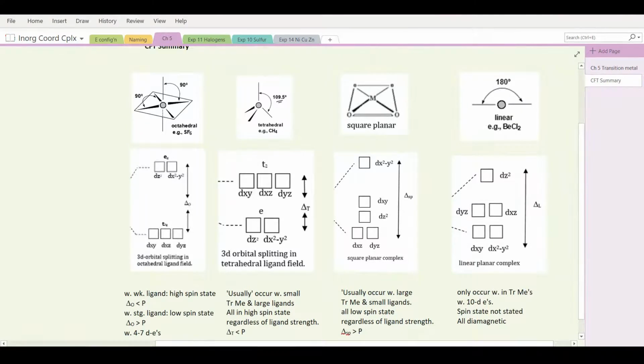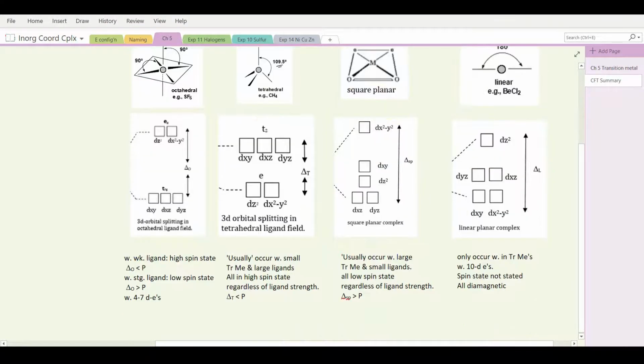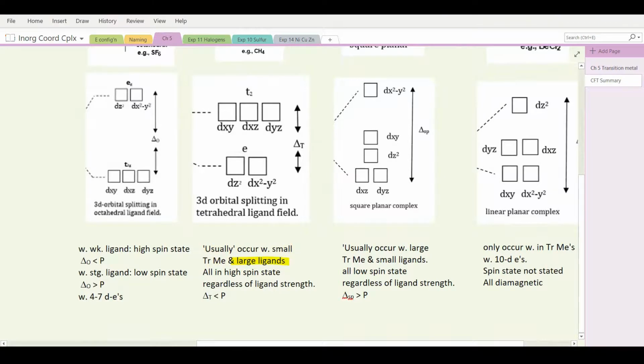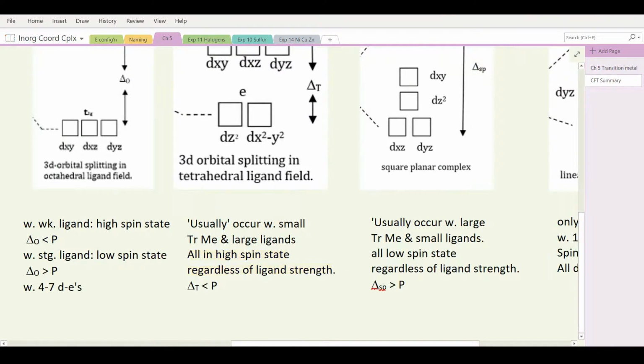Four-coordinate systems are seen to be either tetrahedral or square planar. The field splittings are as shown. A tetrahedral field splitting usually occurs with small transition metals and large ligands where space constraints are a concern. In all such cases, a high spin state results, regardless of the ligand strength. That's because the tetrahedral field splitting energy is always small. It's less than the pairing repulsion, which means that d electrons will always fill all 5 d orbitals before they pair up.